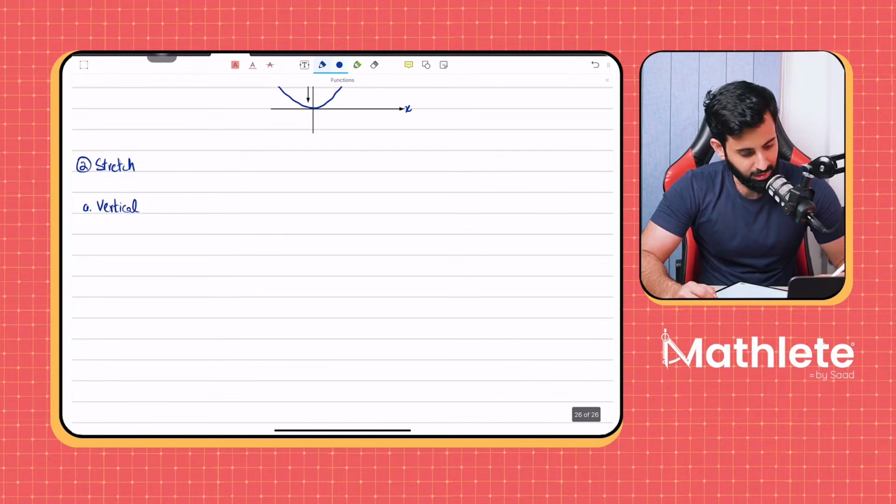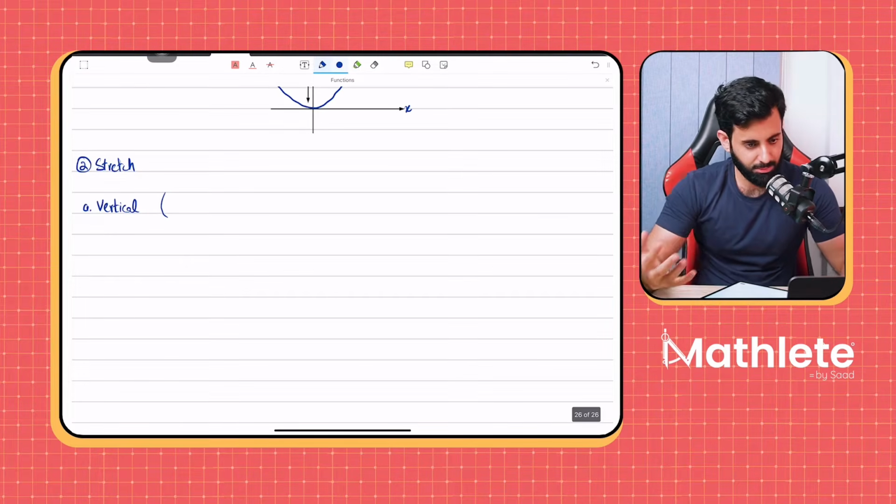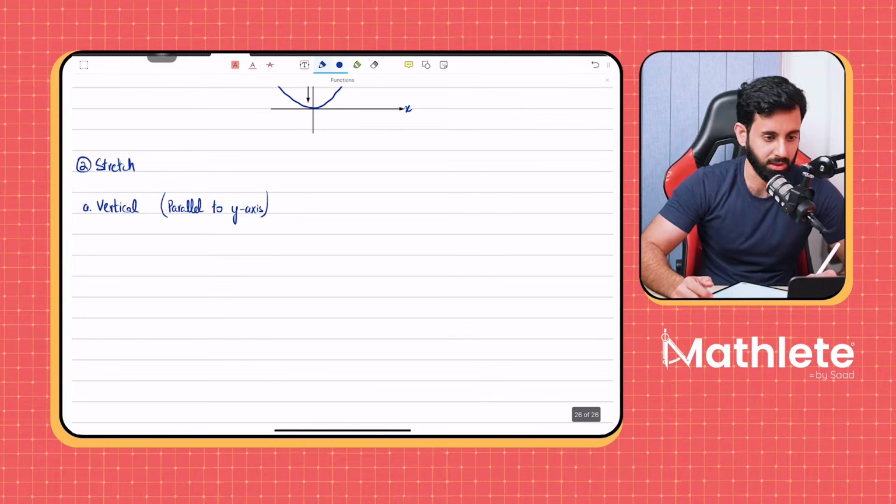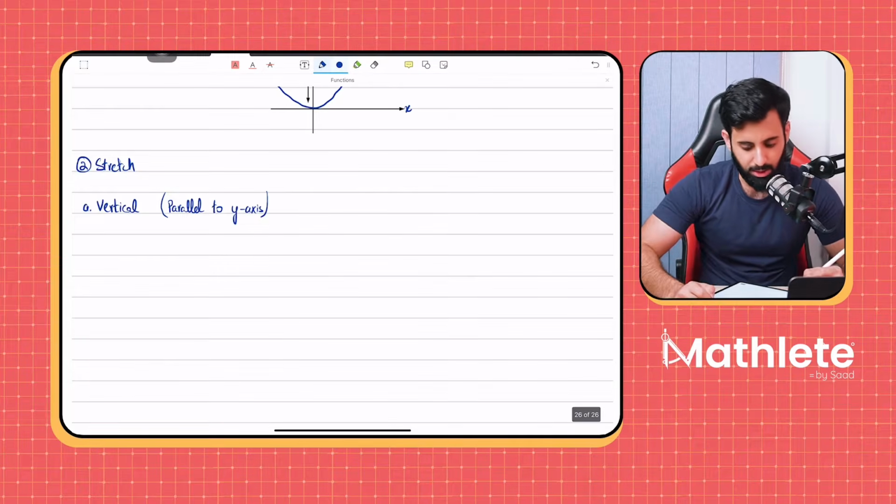Okay. So vertical. But the thing is, vertical is the word that we use amongst ourselves to describe it when we are explaining it or when we are writing it down in the exam. What we use is parallel to y-axis. And let's see why this kind of stretch is considered parallel to y-axis.